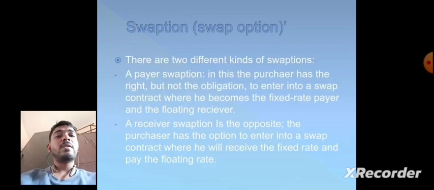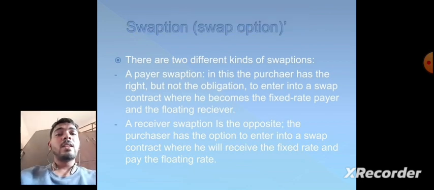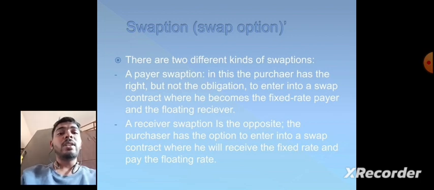Swaption, or swap option. There are two different kinds of swaptions. A payer swaption: the purchaser has the right but not the obligation to enter into a swap contract where he becomes the fixed rate payer and the floating rate receiver. A receiver swaption is the opposite. The purchaser has the option to enter into the swap contract where he will receive the fixed rate and pay the floating rate.